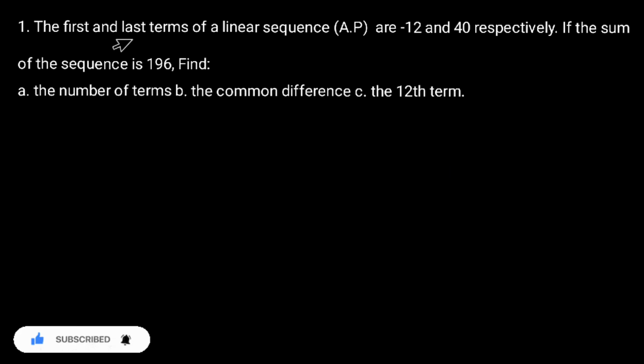And this first question says, the first and last terms of a linear sequence AP are -12 and 40 respectively. If the sum of the sequence is 196, find A, the number of terms, B, the common difference, and C, the 12th term. So we have the solution.